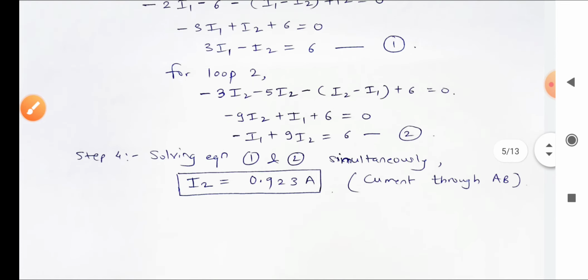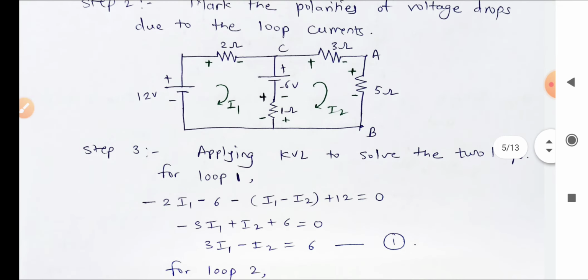See over here, it is minus 3 into I2 minus 5 I2 minus in bracket I2 minus I1 plus 6 is equal to 0. Now again by simplifying this equation, we can get the simplified equation as minus I1 plus 9I2 is equal to 6. Now by solving this simultaneously, we can get the values of I1 and I2. Here I2 is 0.923 ampere, which is nothing but the current flowing through branch AP. So this is the way we can find the current flowing through any branch or the loop current by using loop analysis. Now this is all about loop analysis.